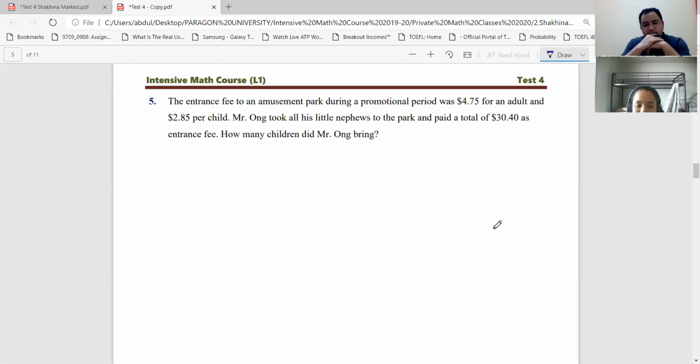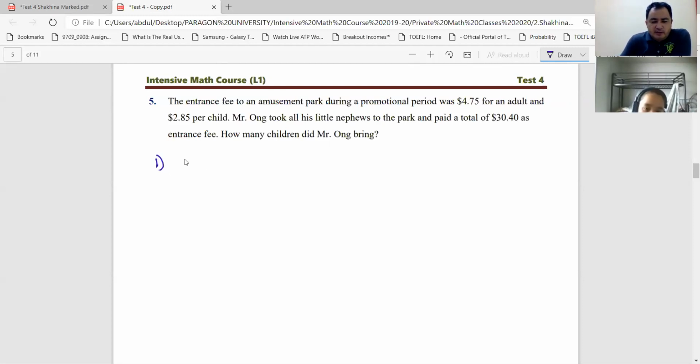Okay, to the park and paid a total of $30.40 entrance fee. How many children did Mr. Ong bring? Now in a group, how many adults are there? One. Only one. Very good. That is the most important part. I was expecting you to solve it like this, Shahina.